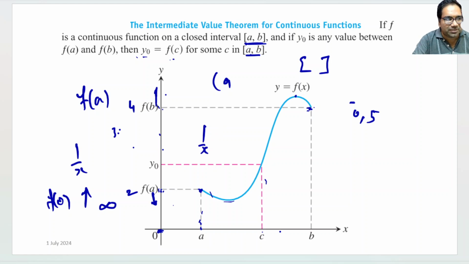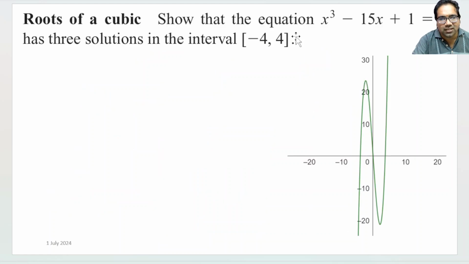Let us take one example. Okay, how do we use this? We are given this equation x cube minus 15x plus 1 equal to 0. Then we have to show that this equation has three solutions in this interval minus 4 to 4. One way is to draw this graph and then see whether this graph is touching the x-axis at three different points or not, and all those 3 points are between minus 4 and 4.